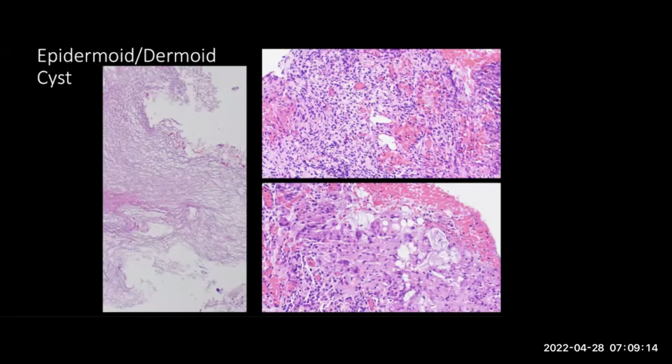Epidermoid versus dermoid depends on whether or not you find adnexal structures. When you find adnexal structures such as sweat glands in the lesion, then it's a dermoid cyst. If you just purely find squamous cell lining for the cyst, then it's an epidermoid cyst. Okay. So it was difficult to tell for us which one this is because we didn't really see the epithelial lining very nicely here, which can be the case in surgical cases. So epidermoid or dermoid cyst. Thank you.